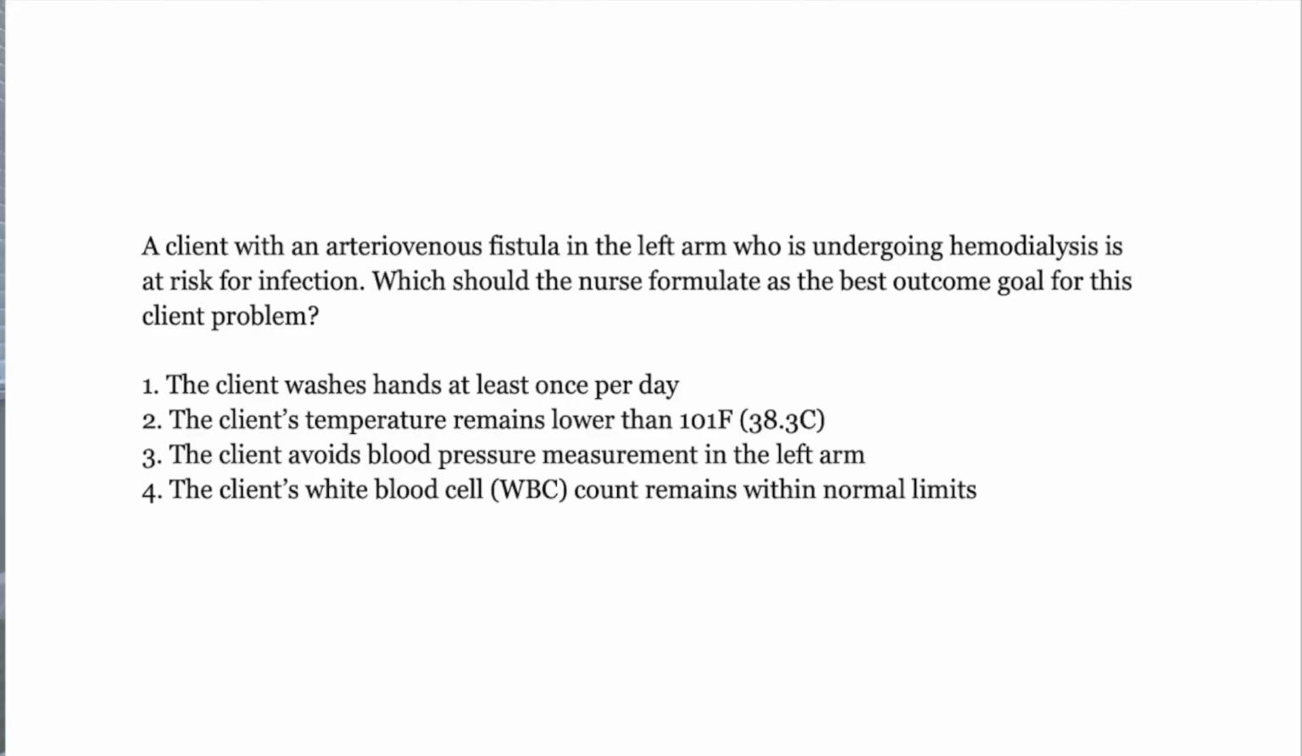Number 5, a client with an arteriovenous fistula in the left arm who is undergoing hemodialysis is at risk for infection. Which should the nurse formulate as the best outcome goal for this client problem? 1, the client washes hands at least once per day. 2, the client's temperature remains lower than 101 Fahrenheit. 3, the client avoids blood pressure measurements in the left arm. Or 4, the client's white blood cell count remains within normal limits. So the answer here is number 4, the client's white blood cell count remains within normal limits. Why is that the answer?